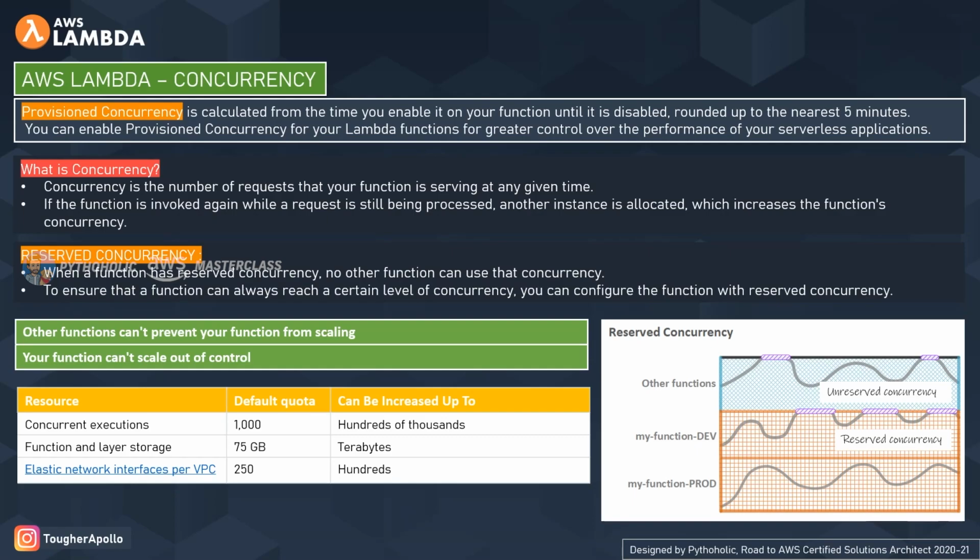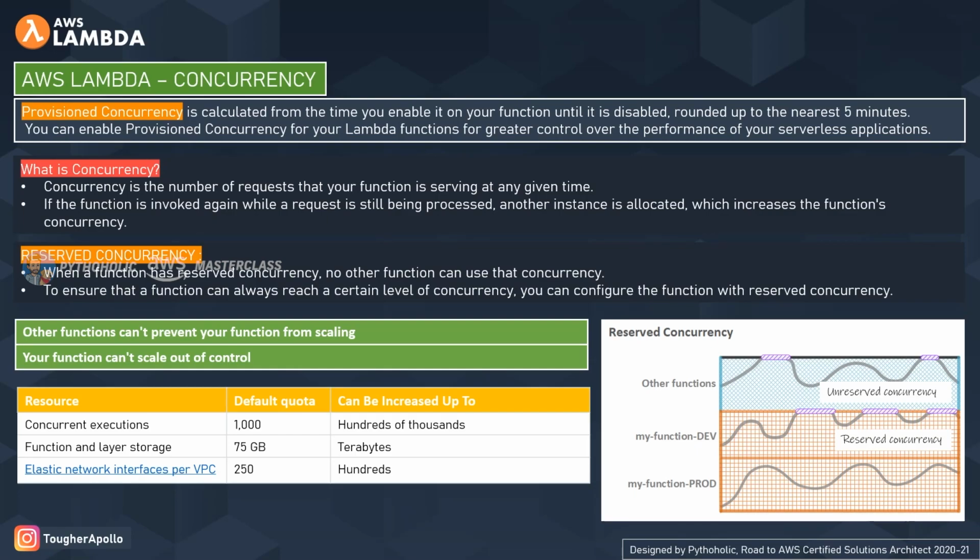So you might want to ask me, what are the problems and what could be the advantages of using reserved concurrency? If you understand this concept very clearly, you have to comply that all the functions in the same region without reserved concurrency share the pool of unreserved concurrency.